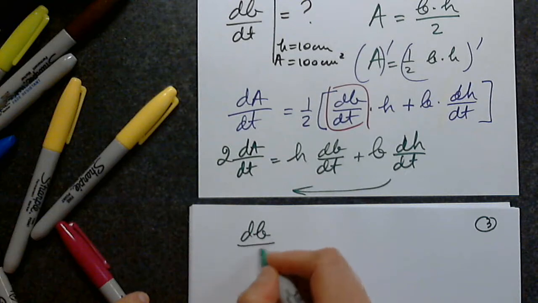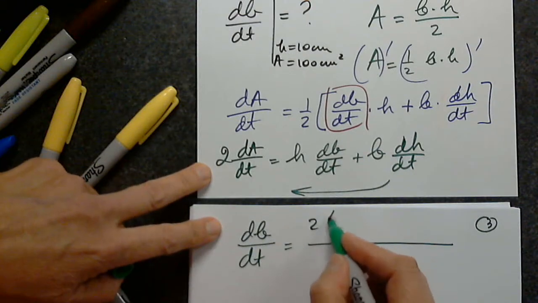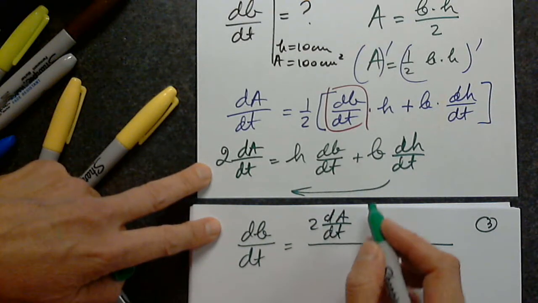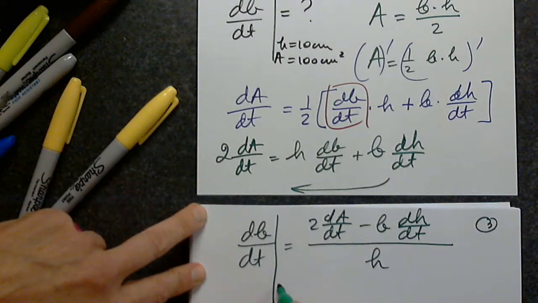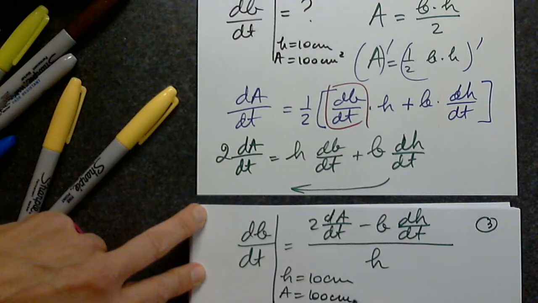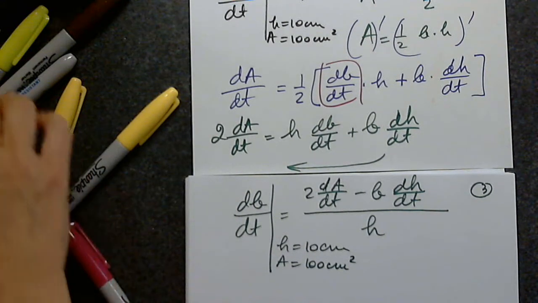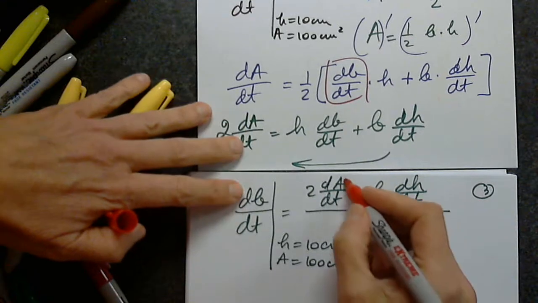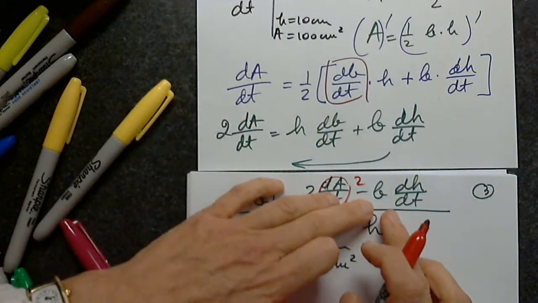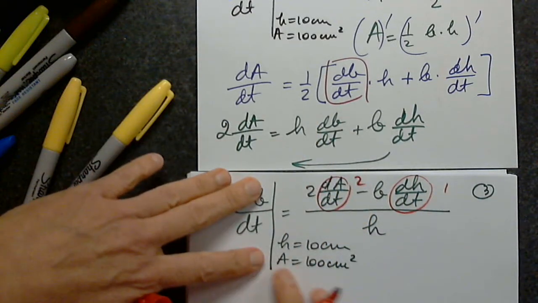So dB over dt is 2 times dA over dt minus b dH over dt, all divided by h, when the height is 10 and the area is 100. So let's see what we have and what we still need to determine. Do I have dA over dt? Yes, I have it as a 2. This is a number. Do I have dH over dt? Yes, which is 1. So I'm given this information.